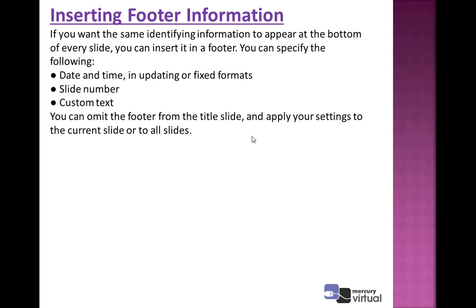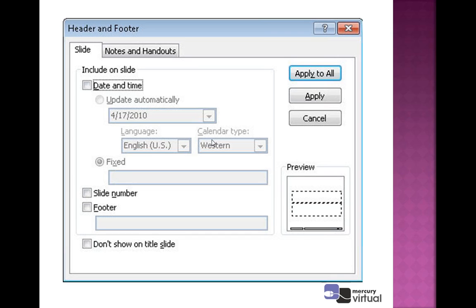You can also specify the following in a footer. Either you can specify the date, the slide number, or the text that appears on all the slides in the presentation. This is the footer dialog box. You can include the date, time, slide number, or the text. You can write the text over here. Either you can apply for a single slide by clicking on apply. If you want the same format, the same date and time to apply to all the slides, then click on apply to all.